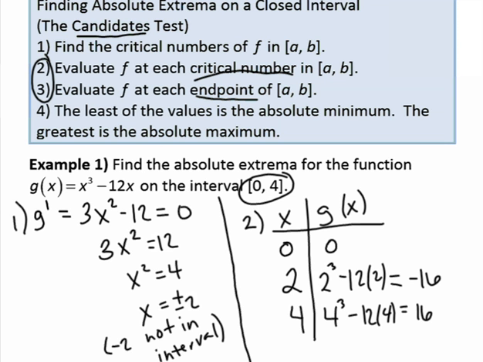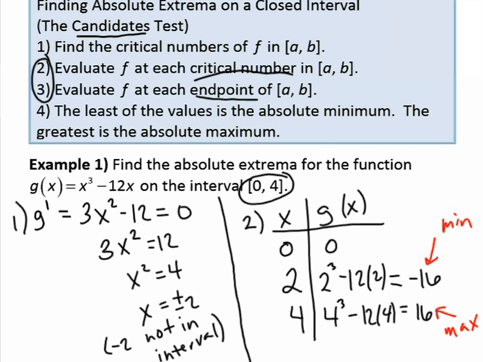So then the last step is the least of these values is an absolute min, and the greatest is the absolute max. So we just identify those. So the smallest value is negative 16, so that's our absolute min, and the biggest value is positive 16, that's our absolute max. Just a word on notation here.